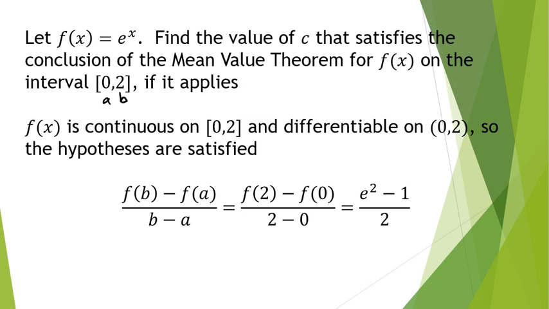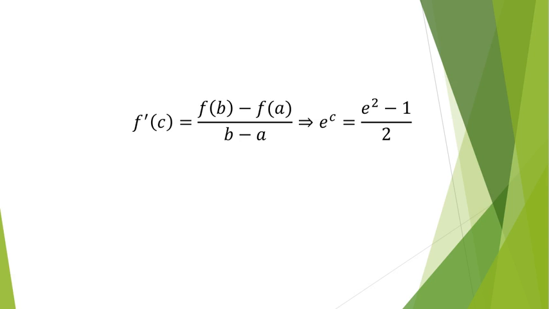We're now going to calculate the left-hand side of the conclusion of the mean value theorem. We need to find f prime of x. Well, because it's e to the x, it's the nicest guy that we have out there. We just get e to the x. So f prime is e to the x, which means f prime of c is just e raised to the power c. We then set these two results equal to each other. So we get e to the power c is equal to e squared minus 1 all over 2.